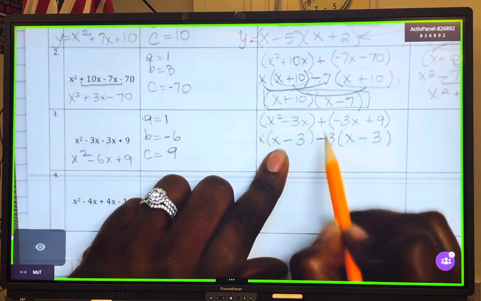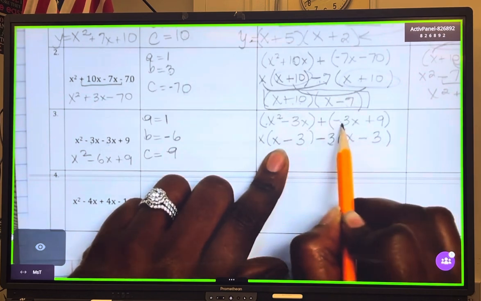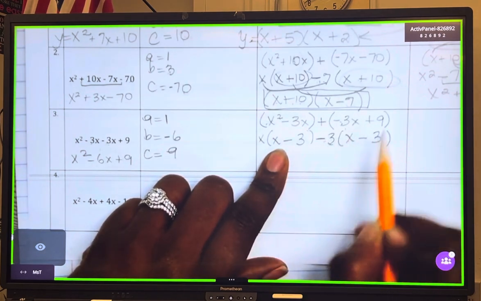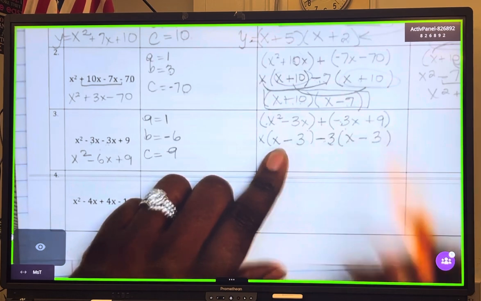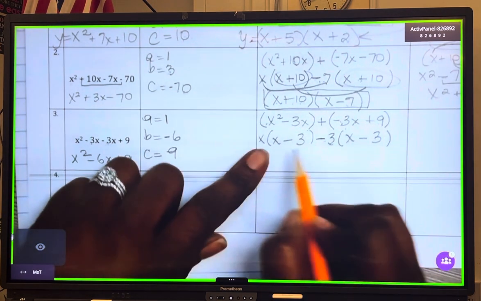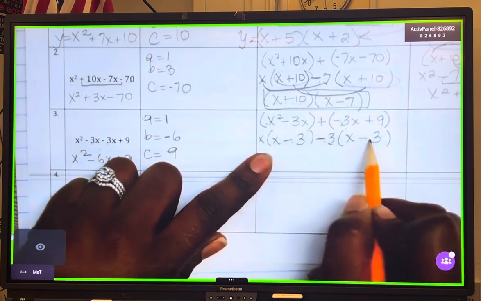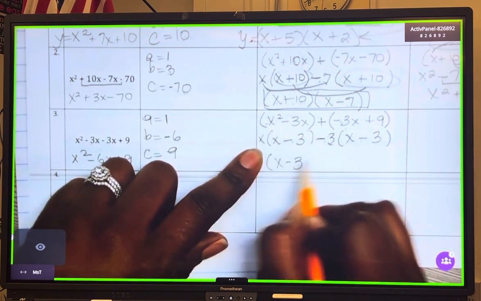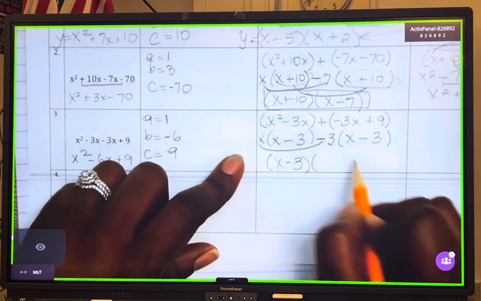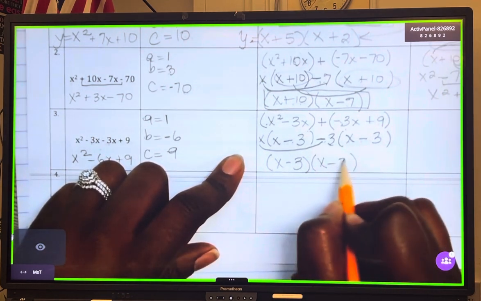Let's check. Negative 3 times x, does that give you negative 3x? Yes. Negative 3 times negative 3, will that give you a positive 9? Yes. So that means we pulled out the correct term. Are y'all with me? All right, so we already know one of our parentheses is going to be x minus 3. And then now we put these two together, right? Which means it's going to be x minus 3.